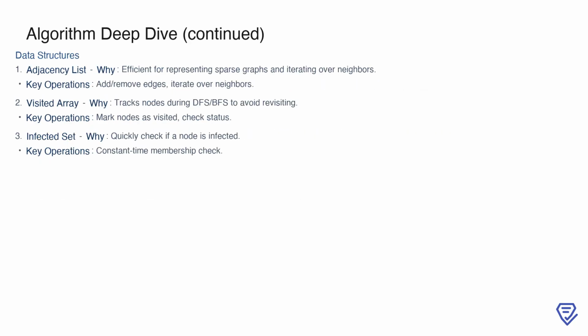To implement this algorithm effectively, we rely on a few key data structures. First, the adjacency list is crucial for representing the graph, especially when dealing with sparse graphs. It allows us to efficiently add or remove edges and iterate over a node's neighbors. Second, a visited array is used during DFS or BFS to track which nodes have already been processed, preventing redundant visits. Lastly, an infected set is helpful for quickly determining whether a node is infected. With this set, we can perform constant-time checks to see if a node belongs to the initially infected list, which is critical for efficiently measuring the spread of malware.